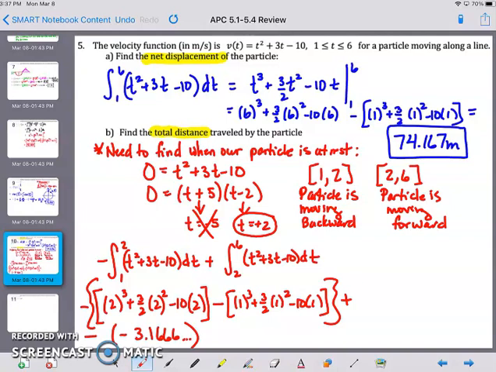But then plus over here, now I have to evaluate the integral from 2 to 6. So when I do that, that is going to be 6 cubed plus 3/2 times 6 squared minus 10 times 6, minus, and then I'm plugging in 2. So 2 cubed plus 3/2 times 2 squared minus 10 times 2. Okay. And when I do the math there, I end up with 77.